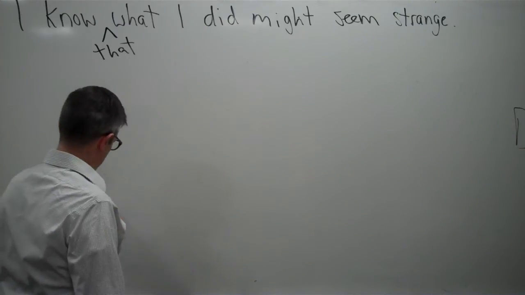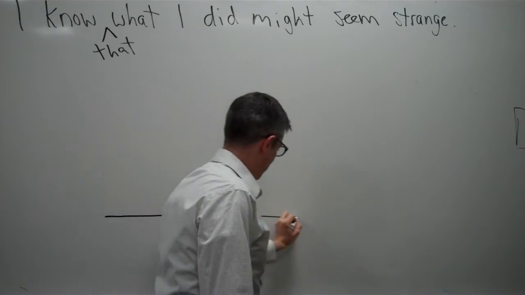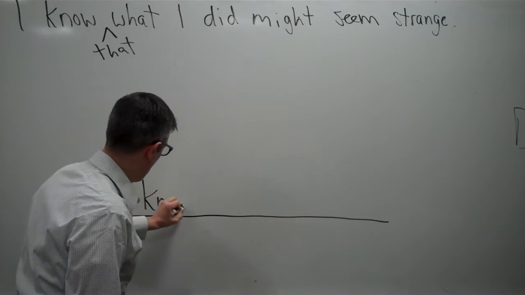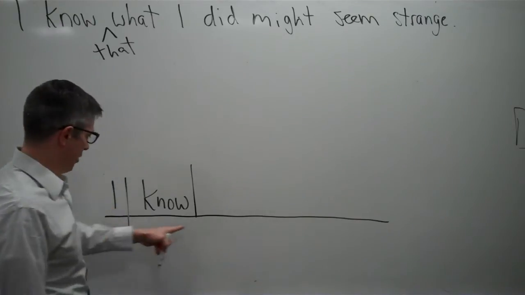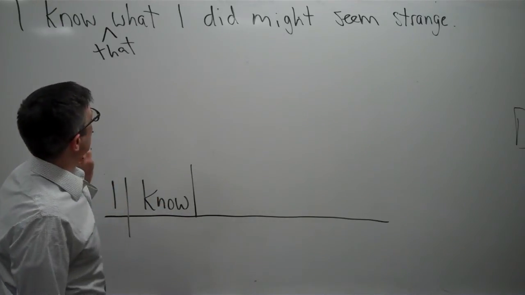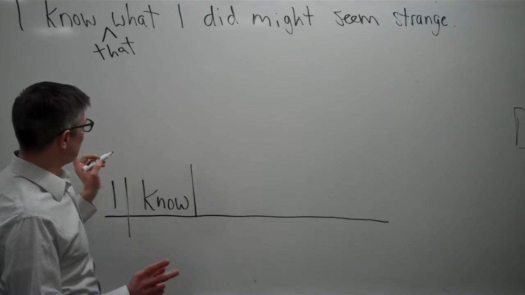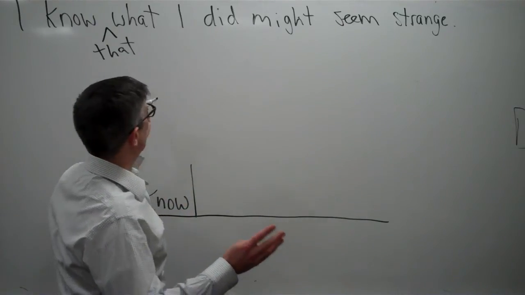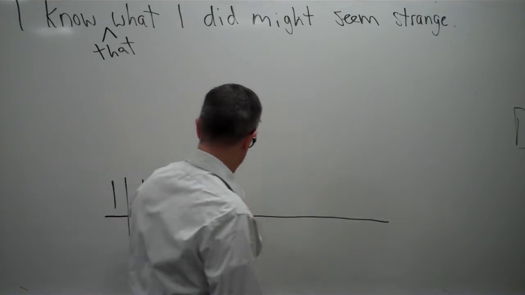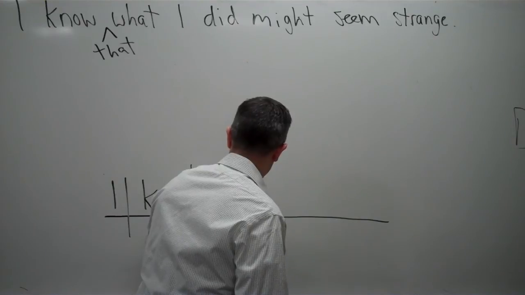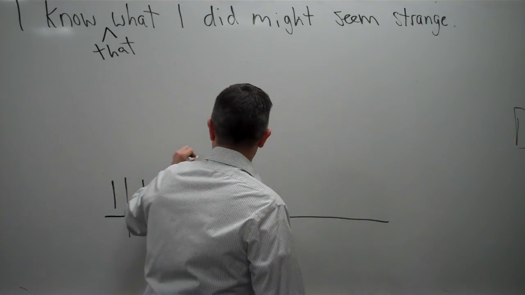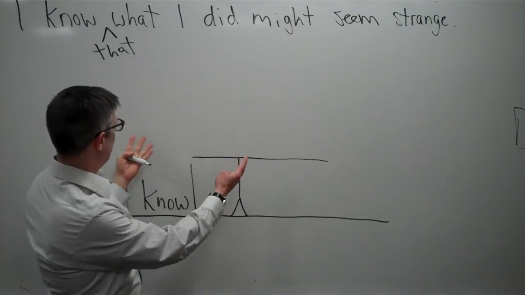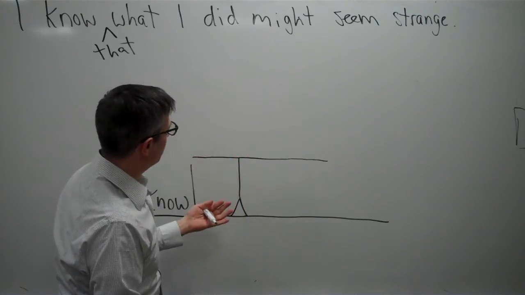So if we start out, well, where shall I start? I'll start here. I'll draw a baseline. And we have "I," and we have "know," and we show that there is a direct object there. I know that what I did might seem strange. Well, we know we've got some subordinate clauses here. We've got nominal clauses, clauses that function as nouns, so we're going to need a pedestal to put them on. So let's draw a pedestal here. What's going to go on this pedestal is that what I did might seem strange.